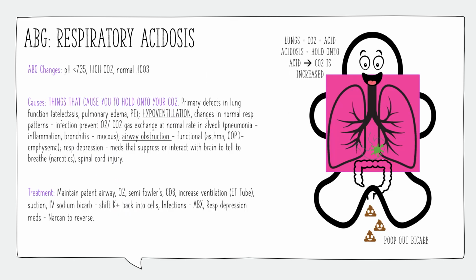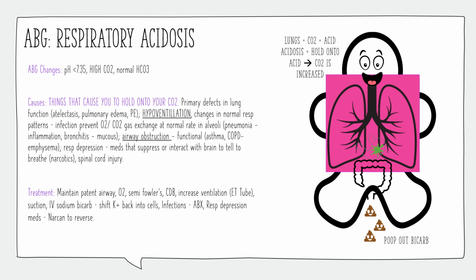All right, so first up is respiratory acidosis. So when you're looking at ABG changes, your pH is going to be low, your CO2 is going to be high, and you'll have a normal bicarbonate. Okay, so in respiratory acidosis, again, lungs, your CO2 is an acid. Don't get on me about it not being an acid. That's how I think of it.